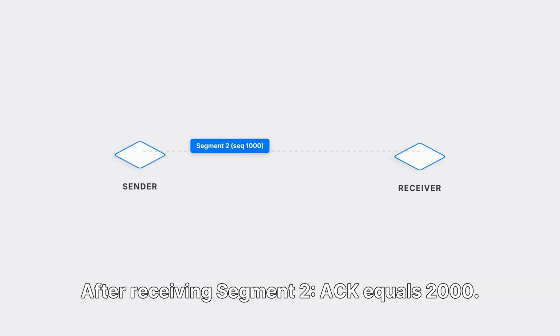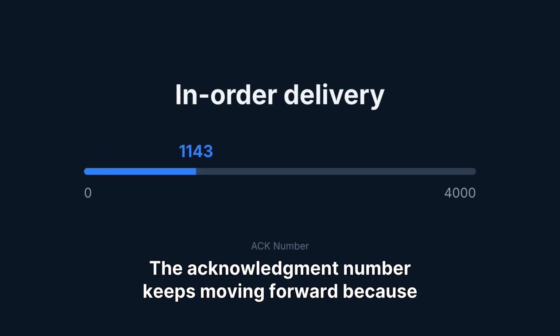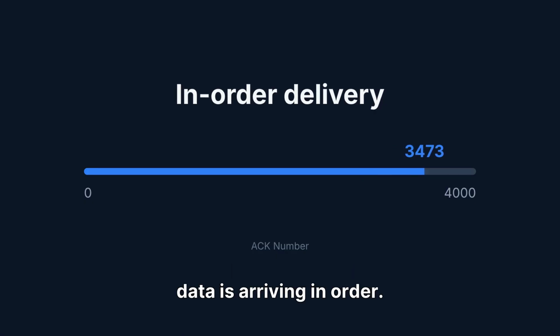After receiving segment 2, ACK equals 2000. After receiving segment 3, ACK equals 3000. After receiving segment 4, ACK equals 4000. Everything is working perfectly. The acknowledgement number keeps moving forward because data is arriving in order. Now let's see what happens when a segment is lost.